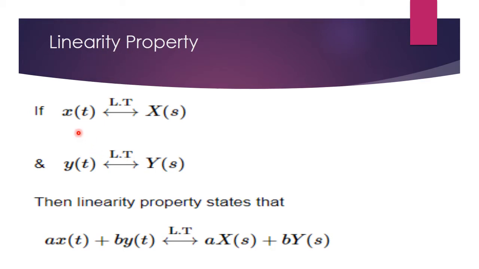First property is the linearity property. According to the linearity property, if we take the Laplace transform of x of t, we get capital X of s, and the Laplace transform of y of t is Y of s. Then we can write a into x of t plus b into y of t. On taking Laplace transform, we will get a into X of s plus b into Y of s.